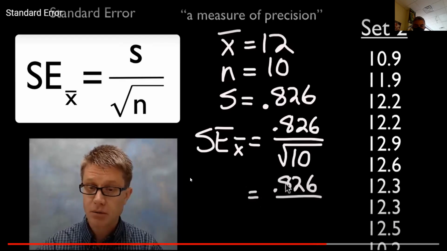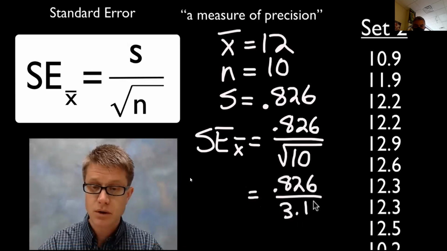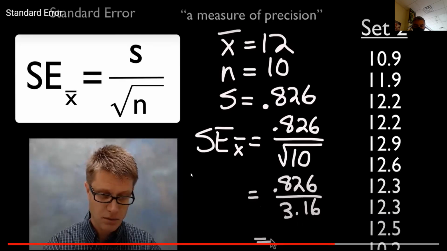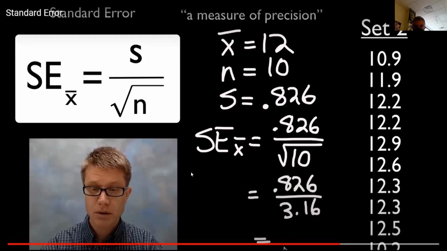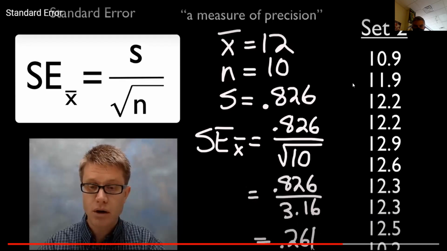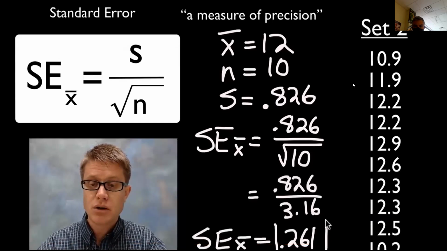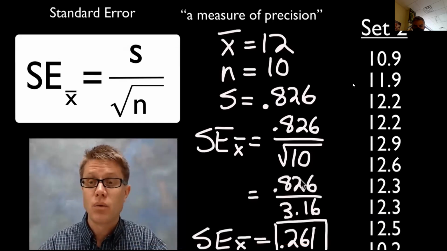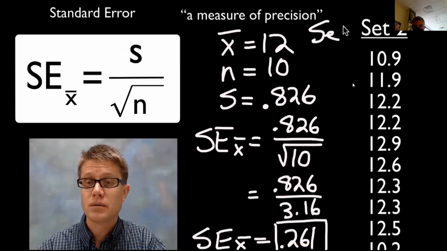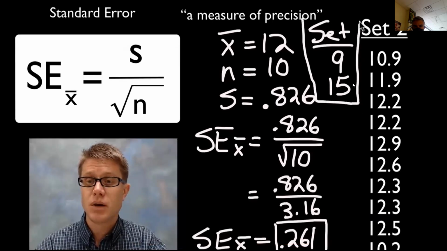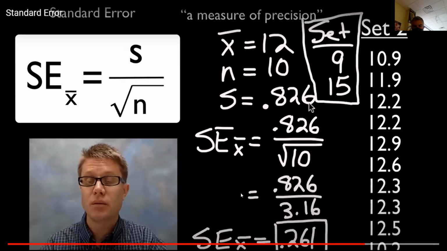And then I have to figure out, so let me write that down. So that's 3.16. And then if I take 0.826 divided by 3.16, I get 0.261. So 0.261 is my standard error, or standard error of the mean. So you could figure out the standard error of data set 1. Remember, in data set 1, we simply had two values, 9 and 15. And if you want to figure out the standard error of those, you could do that, and I'll put the values down below.